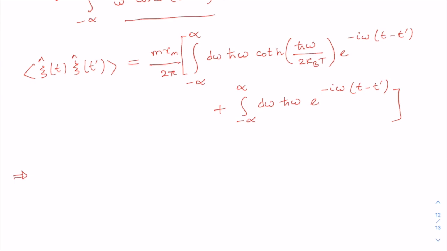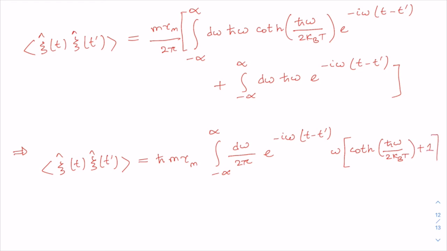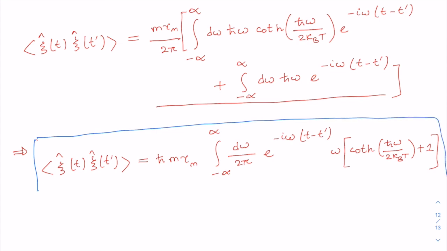Or in short, I can write this very useful expression, which you will encounter in many research papers. It would be simply h cross m gamma m, integral from minus infinity to plus infinity d omega by 2 pi, e to the power minus i omega(t minus t dash), omega times coth(h cross omega by 2kBT) plus 1. I'm just simplifying this expression, and this is very popularly and frequently used as the second order moment, or the autocorrelation function, for the quantum Langevin noise.